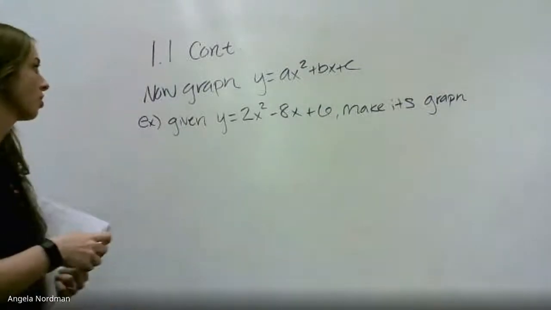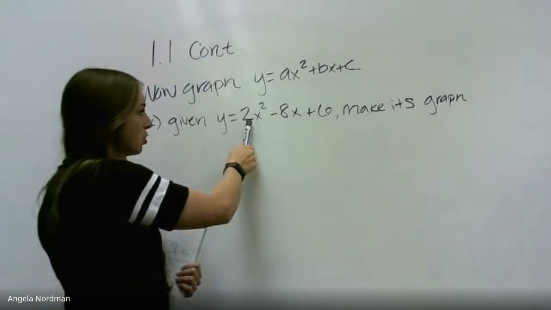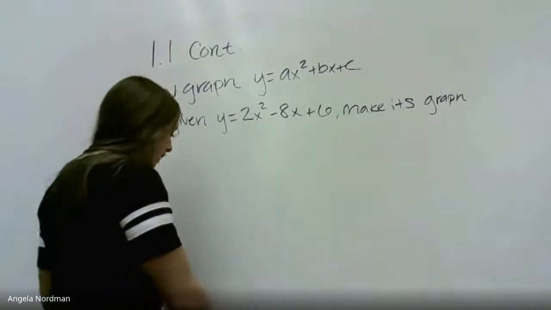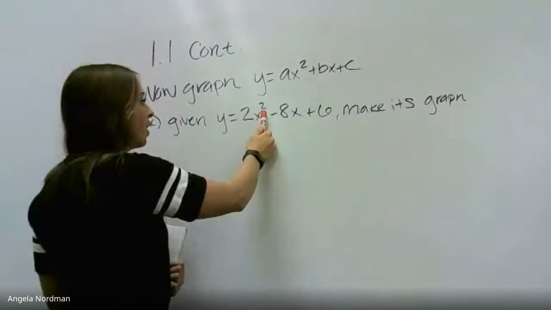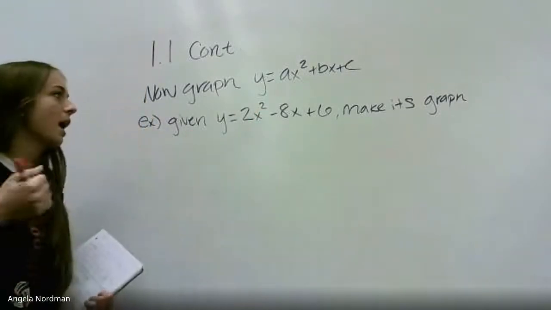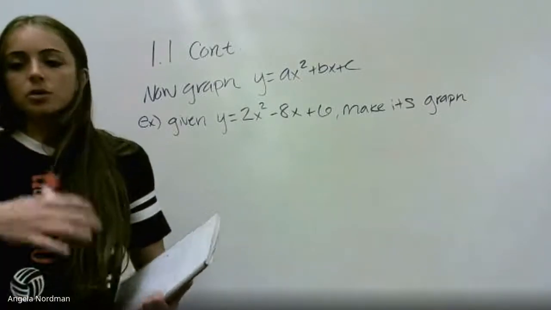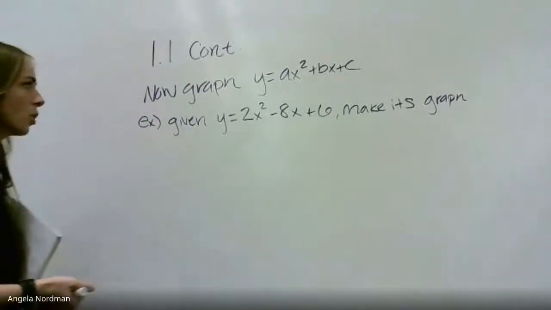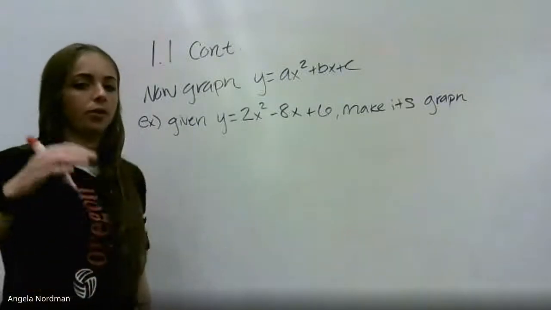So the first thing we're going to start off with is graphing the function y equals 2x squared minus 8x plus 6. Again, this is a quadratic function because it only has an exponent of 2. And that exponent has to be directly related to that x variable. If it was any larger or smaller, it would be a different kind of function, and we'd have to graph it differently.